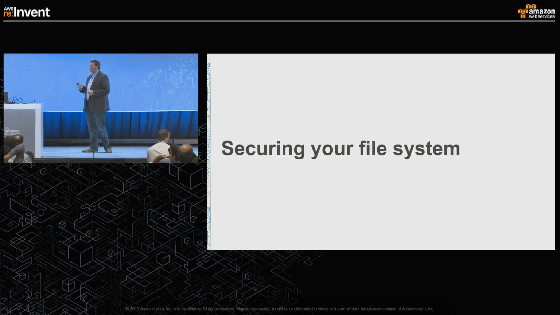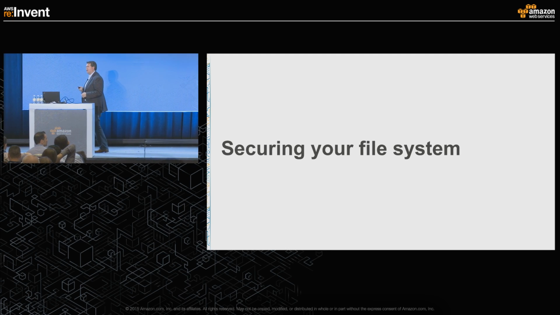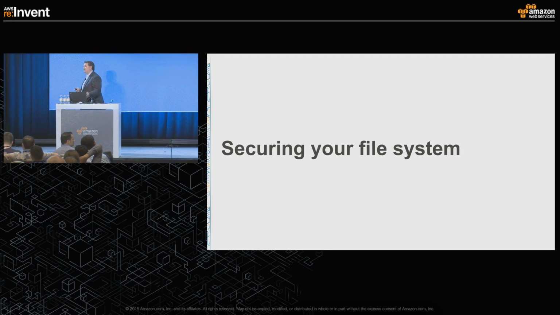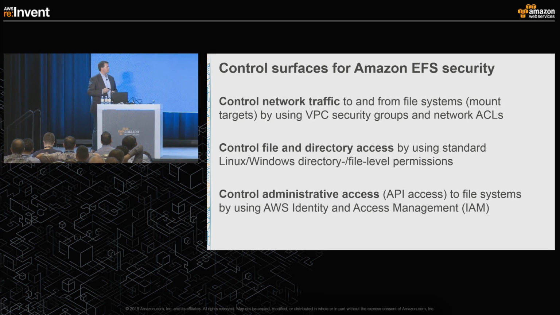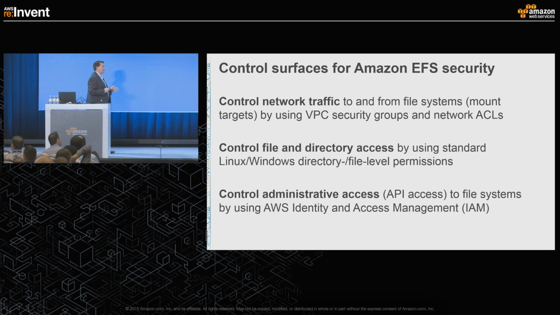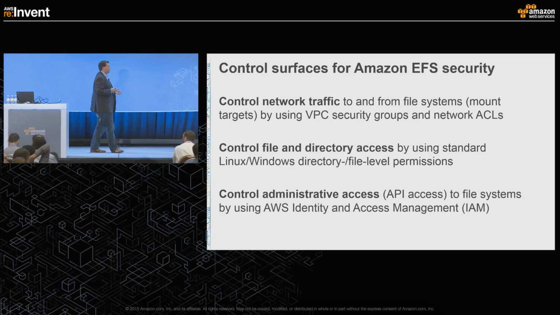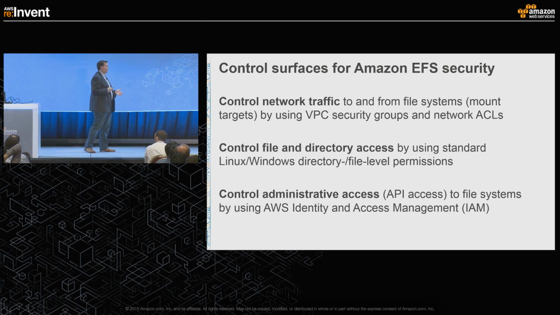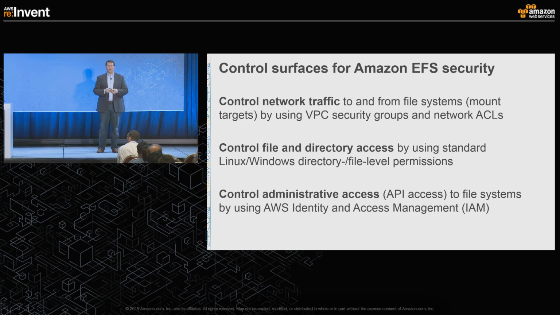So we're going to talk about securing the file system and what surfaces are available for maintaining security and maintaining control against it. And then we'll invite up Laz to talk a little bit about some of the work that's being done at Clear Sky Data. So there are 3 control surfaces for Amazon EFS security: controlling security at the network layer, controlling it at the file and directory level, and controlling it on the administrative plane. We'll take each one of these in order.